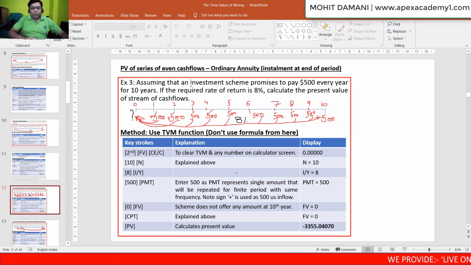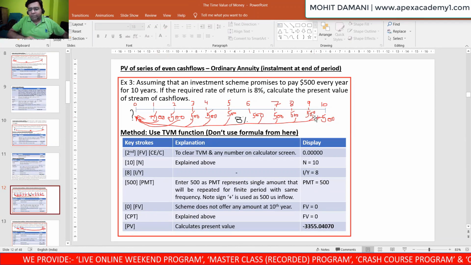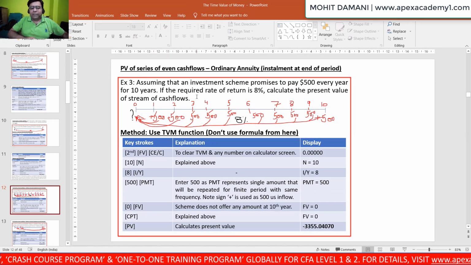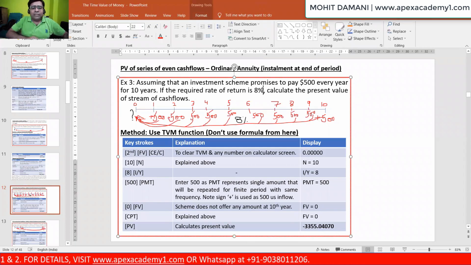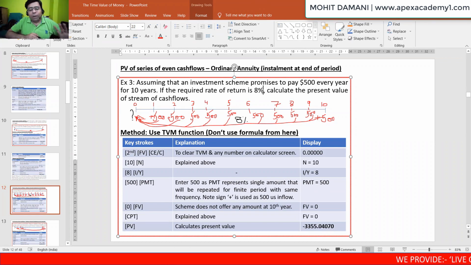Assuming that an investment scheme promises to pay $500 every year, you can see this $500 comes in every year, and that would be the rhythm, for 10 years, if the required rate of return is 8%. One more thing in the exam: although the CFA Institute never does this, if in the exam it only writes 8%, just 8% and nothing else, we will assume it to be a percentage per annum compounded annually.